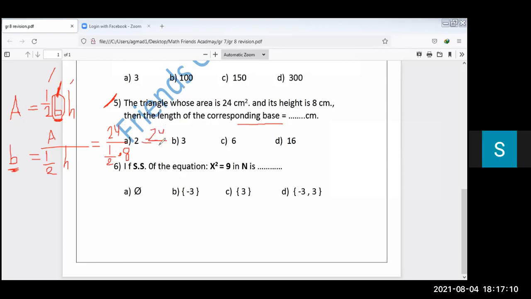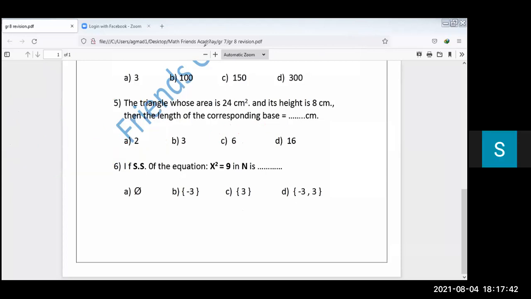So 24 divided by 4 gives you 8. 24 divided by 4. Not 8. It's a 6. 4 times 6 equals 24. Okay, dear? Yes, thank you. Do you have any question? No, ma'am. Next question.